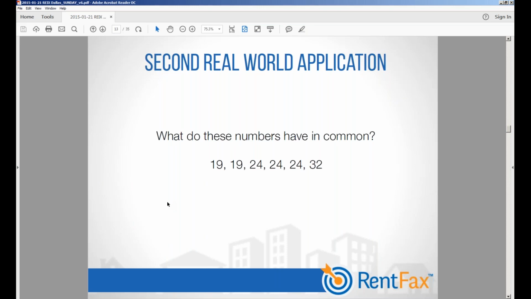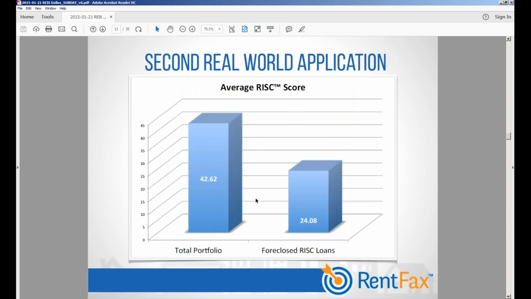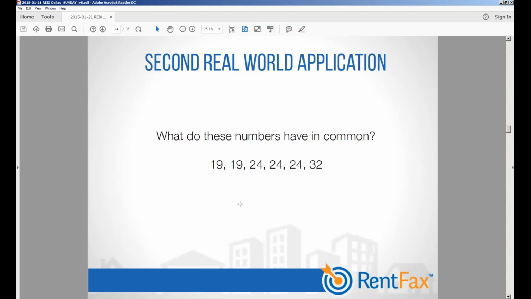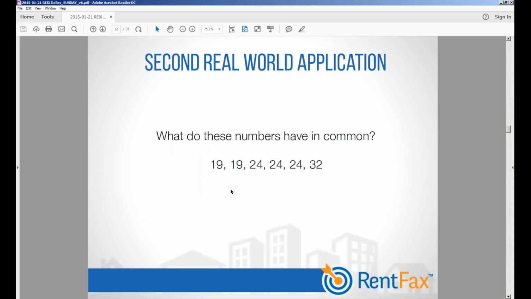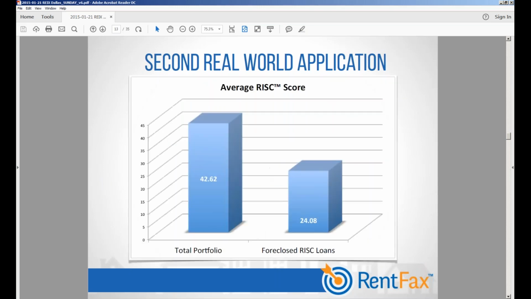So the question we ask is, what do these numbers have in common? 19, 19, 24, 24, 24, 32. Well, the answer is those were the scores of the foreclosed properties. So all the foreclosed properties, and we did not know this when we ran this test. They didn't provide us any information, they just kind of said, hey, run these for us, and then it came back that all their foreclosures had occurred on these scores.